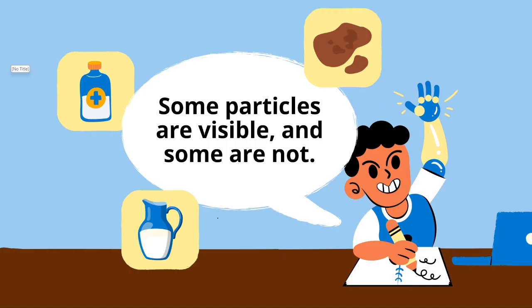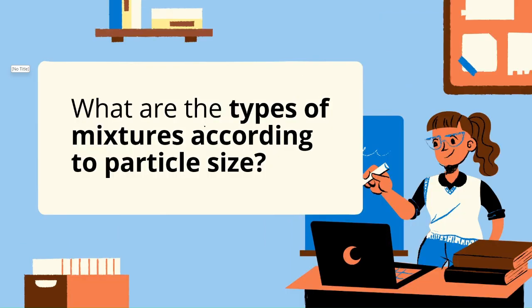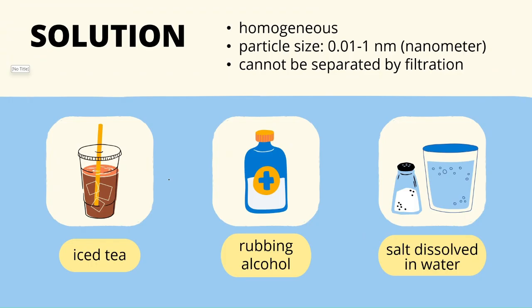Now see, some particles are visible and some are not. In this we cannot see that many particles, but in muddy water we can see the stones and all the mud particles. So what are the types of mixtures according to the particle size? Now we are going to differentiate as per the particle size. Solution is a homogeneous mixture, with particle size 0.001 to 1 nanometer.